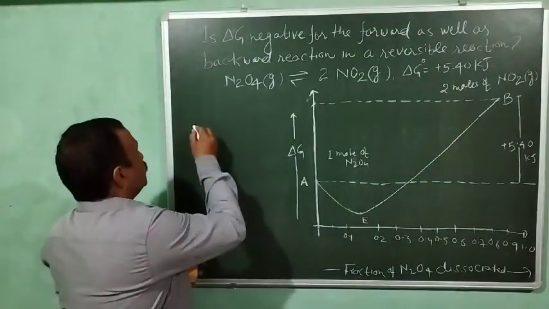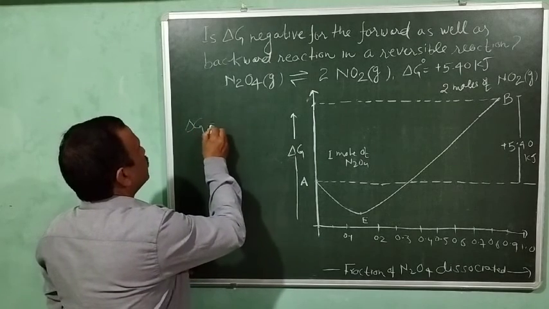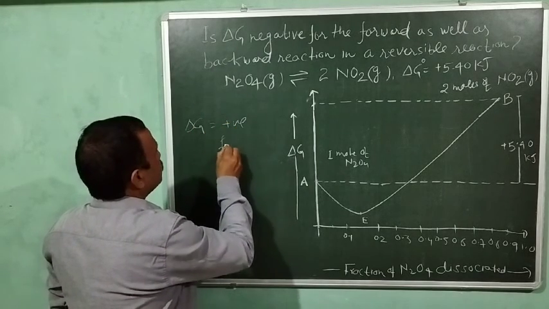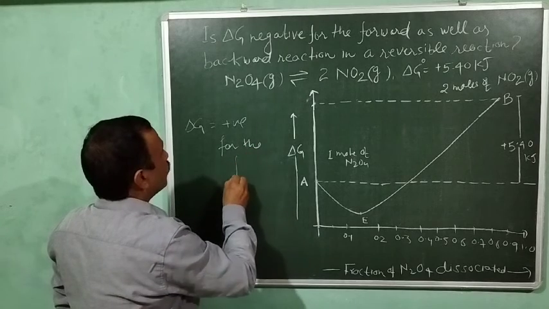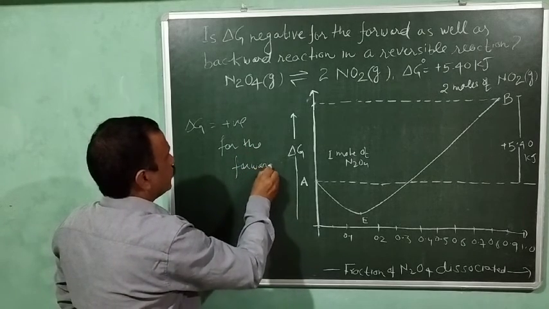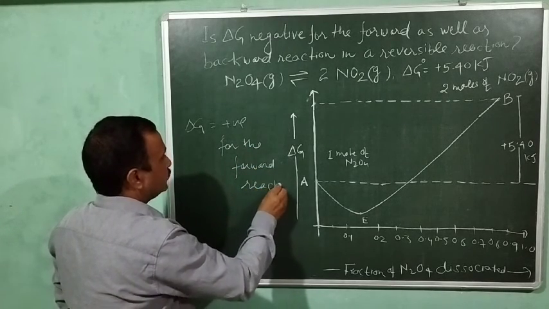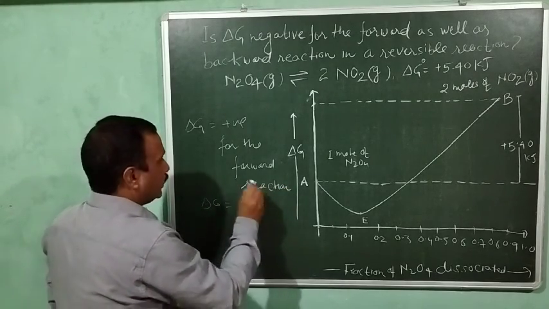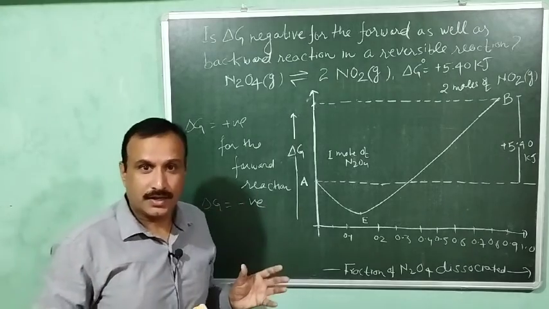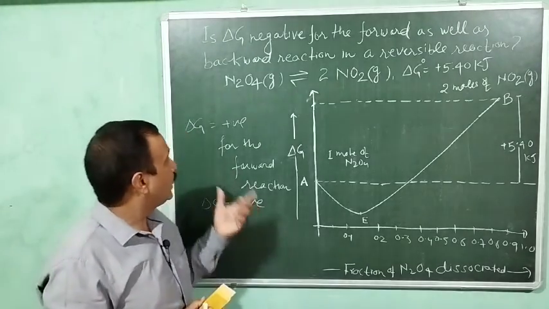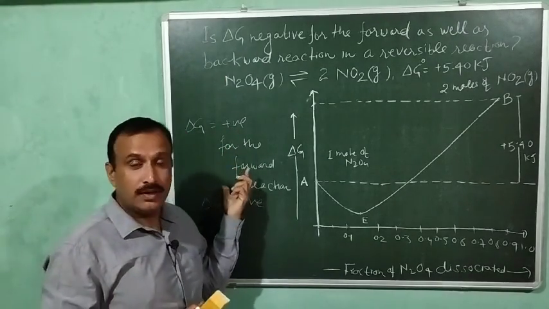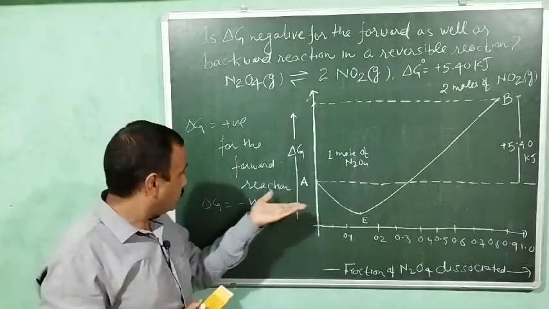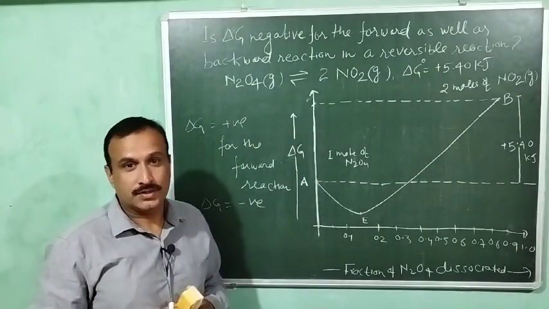Okay, so if delta G is positive for the forward reaction, then it will be negative for the backward reaction. This means that the forward reaction will be non-spontaneous and the backward reaction will be spontaneous.